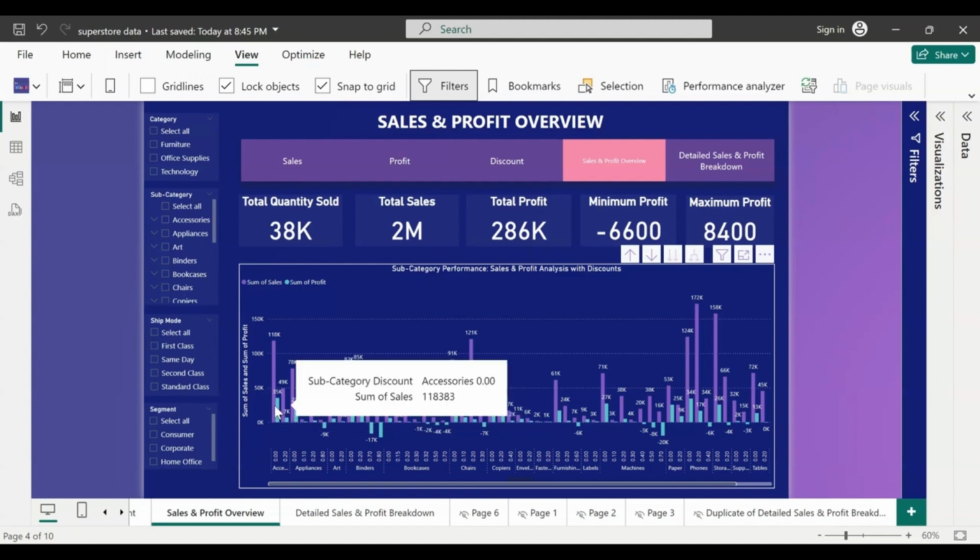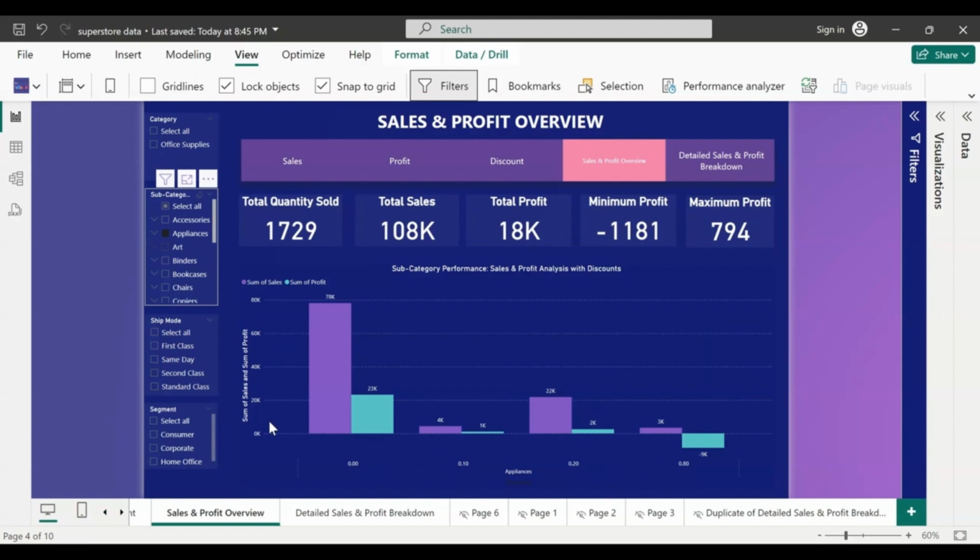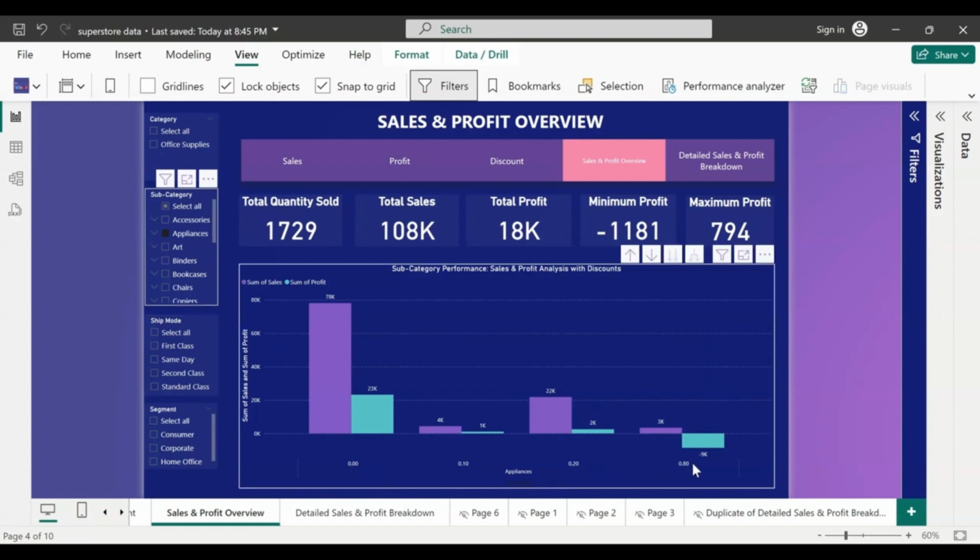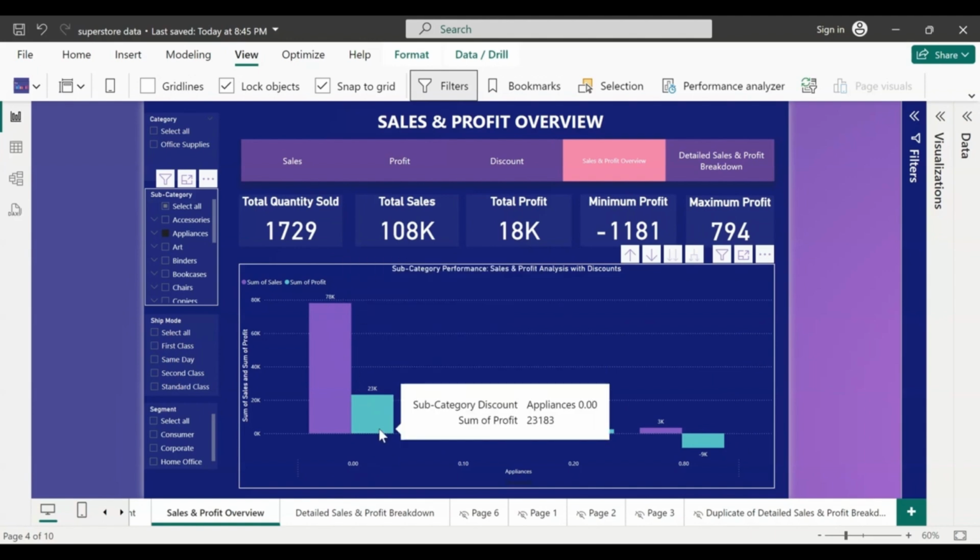And sales here it is done on 0%, sales is more. But here we are considering appliances. In appliances there are four types of discounts, that is 0% discount, 10%, 20%, and 80% discount is being given. So on considering 0% discount, the sales is very high, 78,000, nearly 70,000 is done, and their profit is 23,000. Okay.